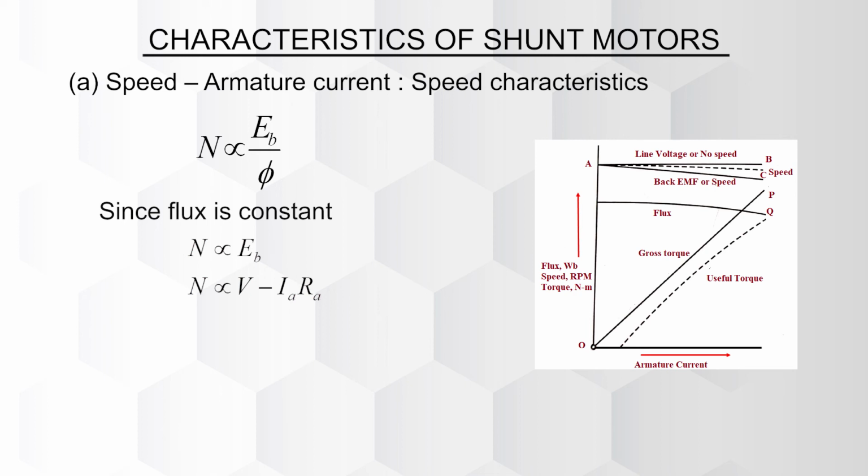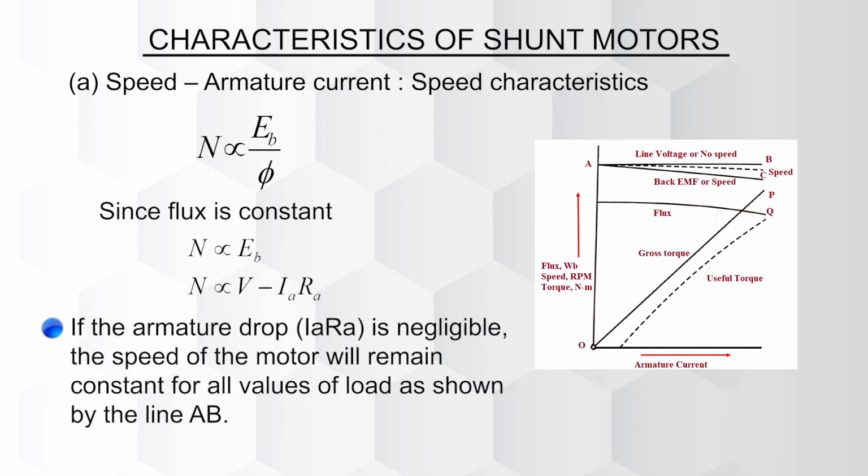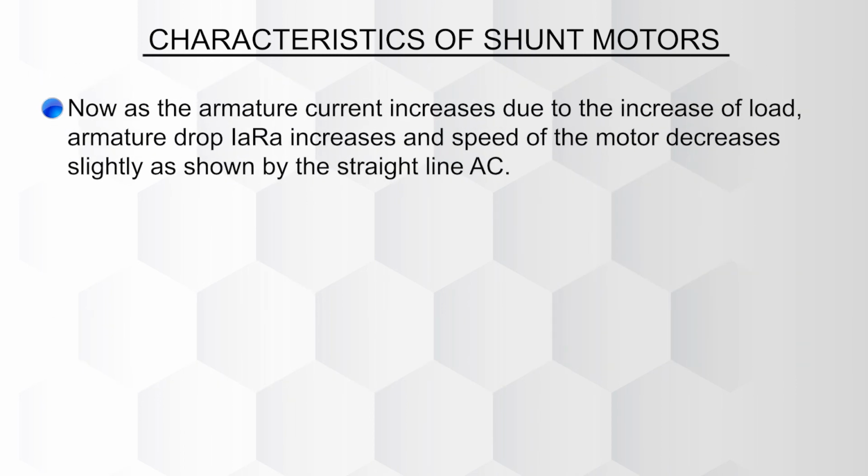And what is the value of this back EMF? Value of this back EMF is V minus Ia Ra. So you can say that speed of DC shunt motor is directly proportional to V minus Ia Ra. If armature drop, that is Ia Ra, is negligible, the speed of the motor will remain constant for all values of the load as shown by the line AB in this figure. Now as the armature current increases due to increase of load, armature drop Ia into Ra increases and speed of the motor decreases slightly as shown by the straight line AC.